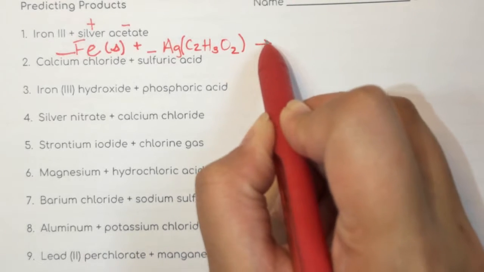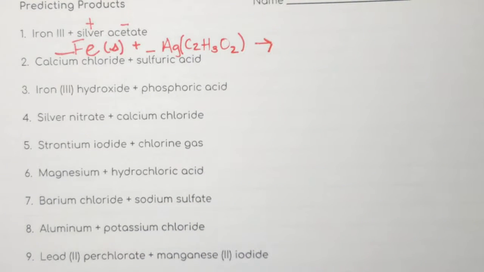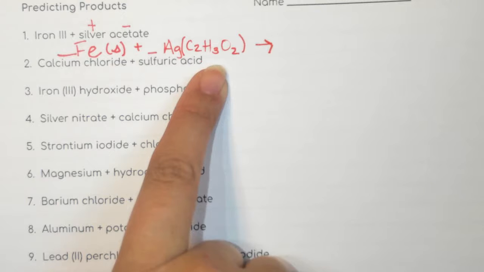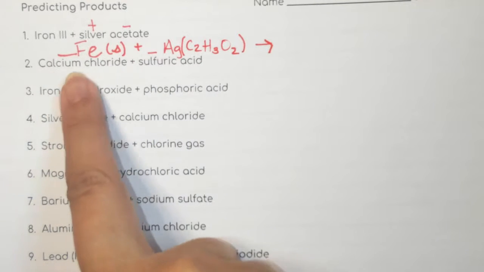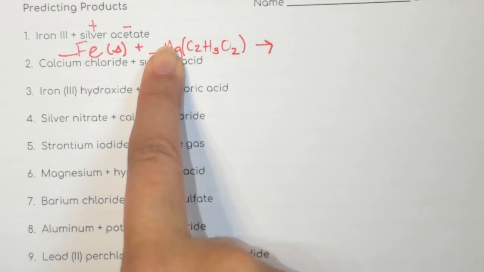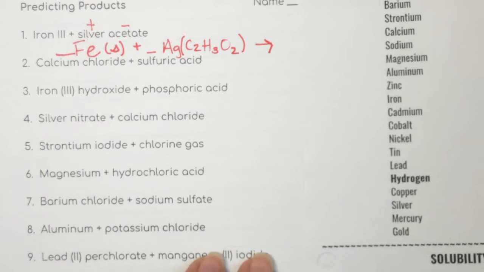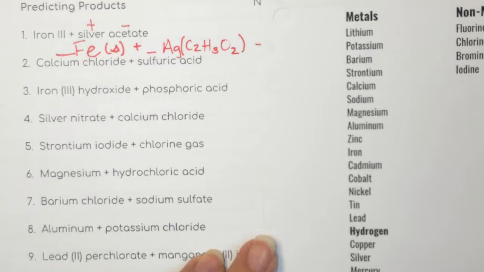All right, so now we are predicting products. When we are predicting products, the first thing you need to figure out is it going to be single replacement, double replacement, synthesis, decomposition, or combustion? What type of reaction would this be? Single replacement, because I have one element and a compound being added together. So when I say single replacement, I automatically know to look at my activity series right here.